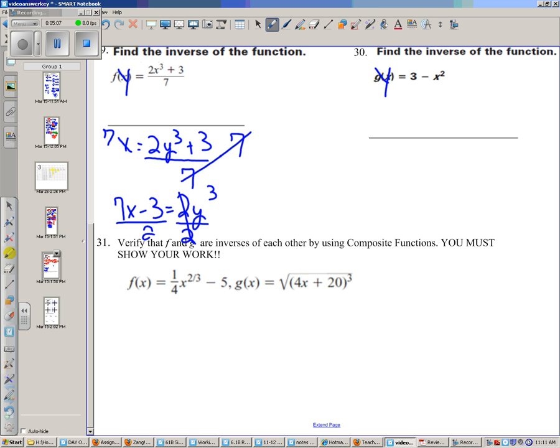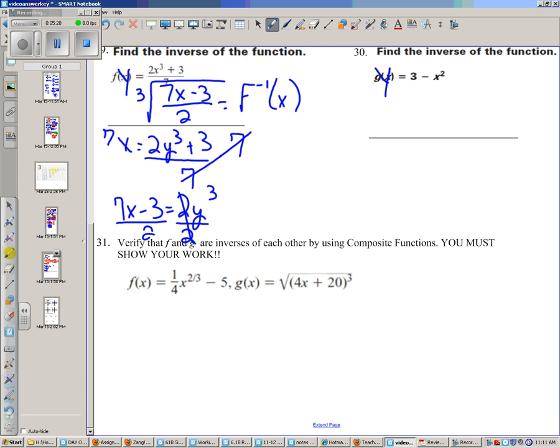And the last step to get y by itself, since they cube it, I'll undo that by cube rooting it. So the whole side over here will be cube rooted. So the cube root of 7x minus 3 over 2. And there's no need to worry about rationalizing any denominators here. But I am going to write it in inverse notation by putting the -1 in for my f of x function.